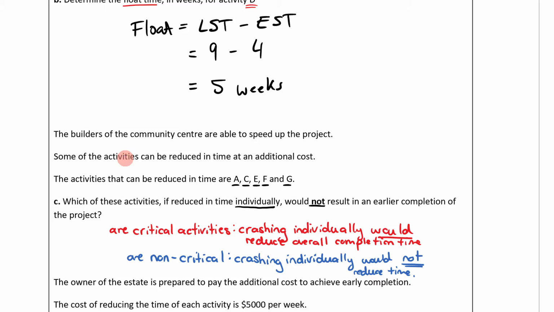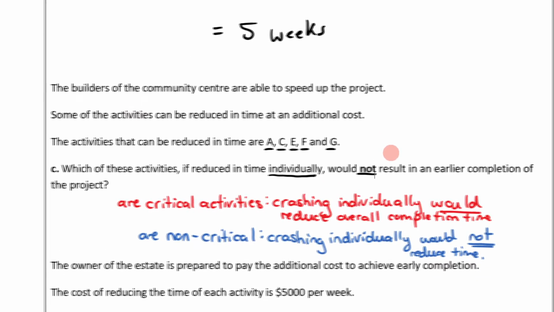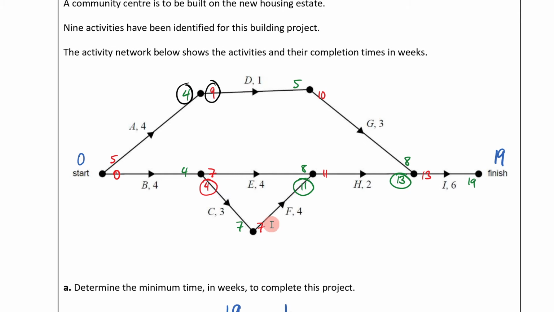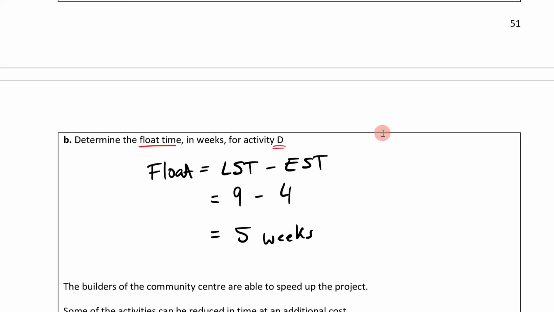So let me come up here for a second. What we need to do here to figure this out is figure out our critical path. So we know that our critical path is going to be 0, 0, 4, 4, 7, 7, 11, 11. It's going to be right there. Now, if we're only going to reduce things individually, it is the non-critical activities that are going to have no effect. So A, D, E, and G are going to have no effect.